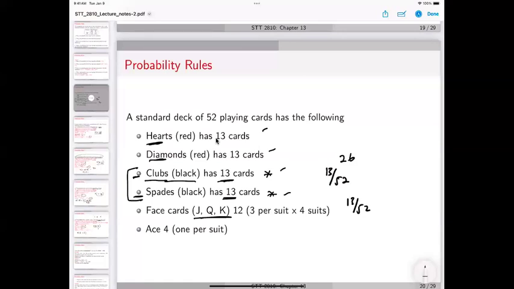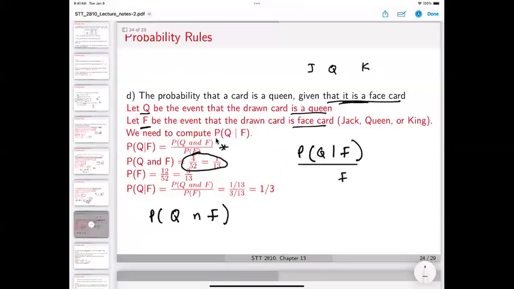So that's going to give you what? 12 over 52. So you see, that's what I wrote here. 12 over 52. And so now when you implement that, 1 over 13 divided by 3 over 13, you get 1 over 3. Any questions so far?